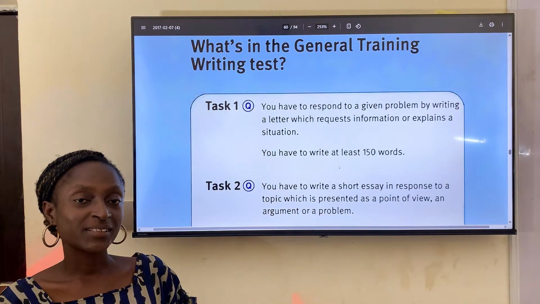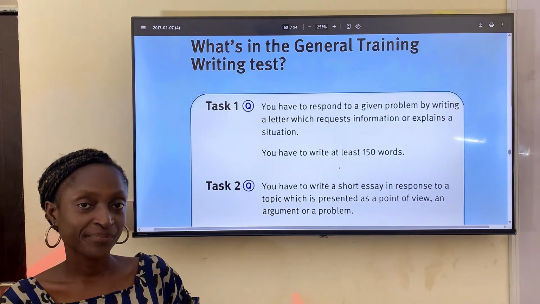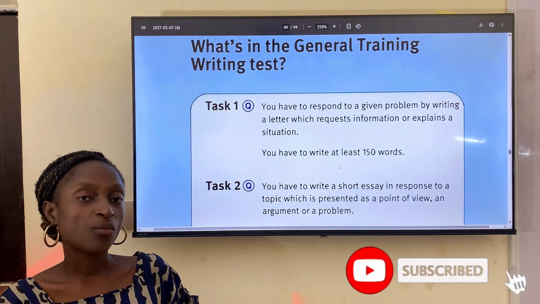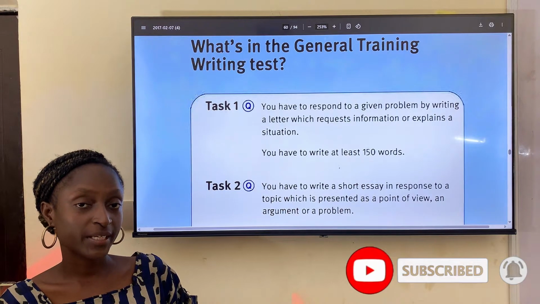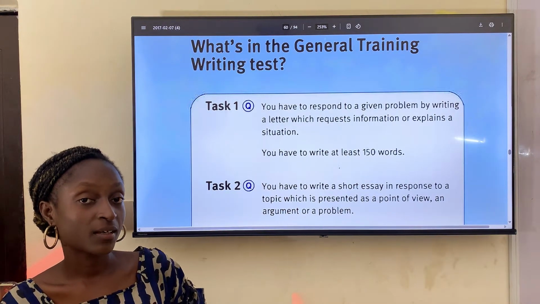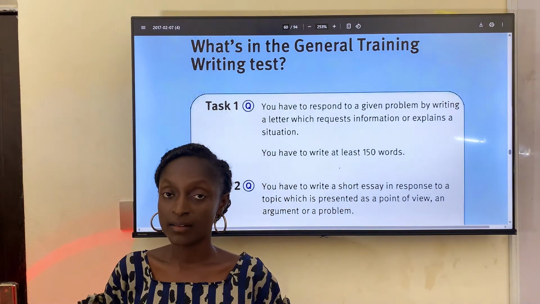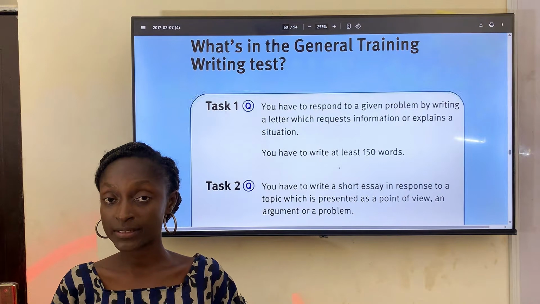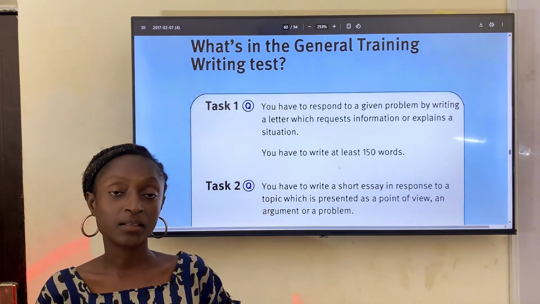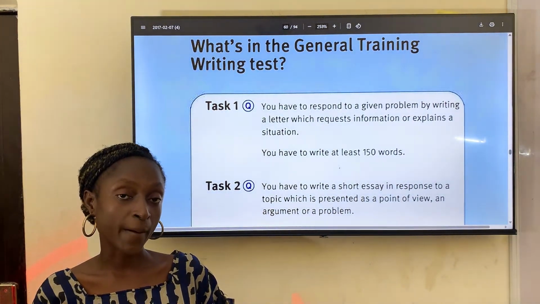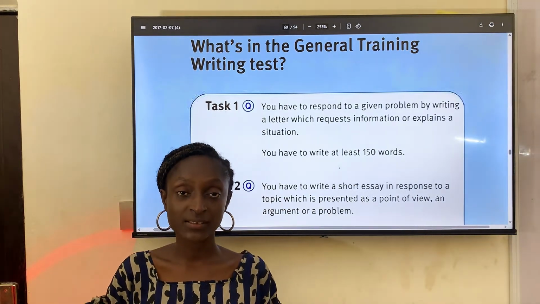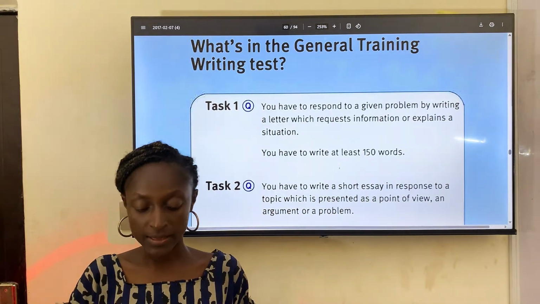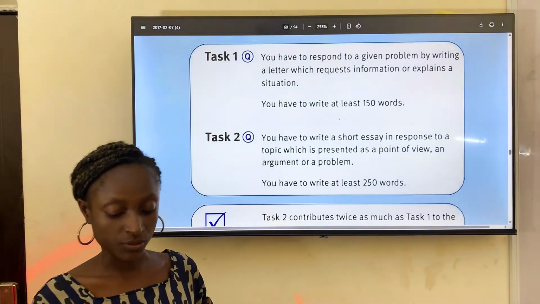Now we are looking at the IELTS writing, general training. Now, the IELTS Writing General Training Test, we have 2 major tasks. The first is letter writing, which is task 1, and the second is essay writing, which is task 2. And the writing test is for 1 hour, 20 minutes for the first task and 40 minutes for the second task. Now, let's look at it in details.